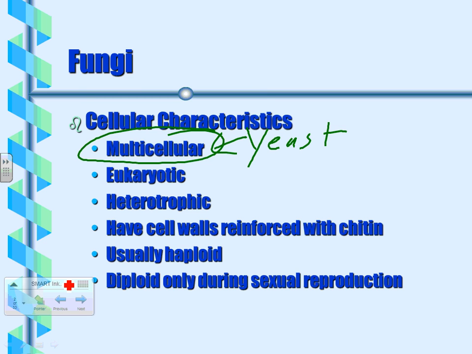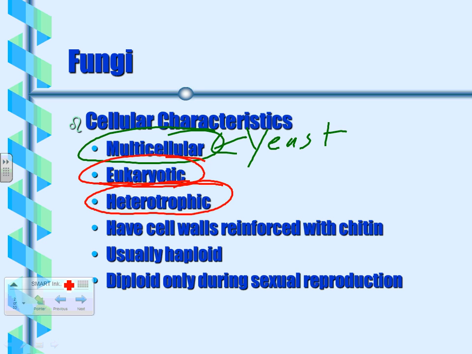Fungi obviously are eukaryotic. They have a membrane-bound nucleus with membrane-bound organelles. Fungi are heterotrophs. For a long, long time, fungi were classified in what group? Plants. It took a while for scientists to figure out they weren't capable of photosynthesis. So they got separated separately. Because a lot of them do look sort of plant-like, right? A mushroom sort of looks like a plant. It's not green, though.